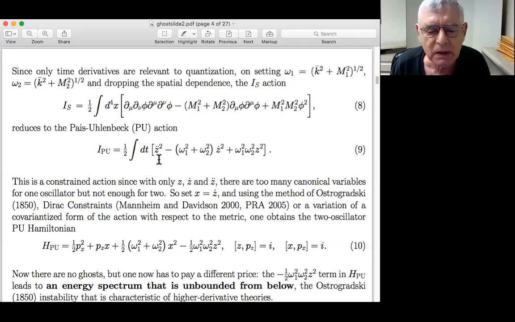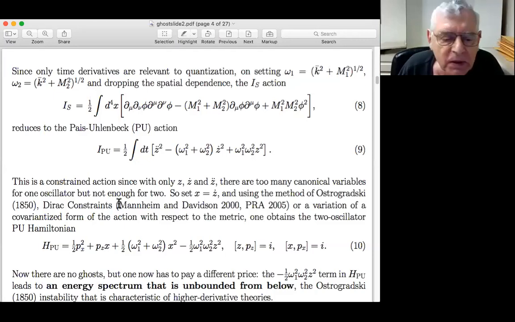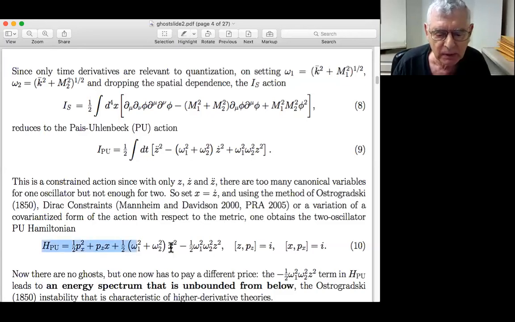Now, I and Aaron Davidson looked at this theory some time ago, and we realized the following. We have a z dot and a z double dot. That's too many canonical variables for one oscillator, but not enough for two. So it's a constrained system. So we introduced an x equals z dot, and either using the method of Ostrogradsky, the method of Dirac constraints, which is what we used, or simply covariantizing the action and varying with respect to the metric, one obtains this particular Hamiltonian. With canonical commutators, [z,p_z] is i, [x,p_x] is i. So this is the Hamiltonian of the theory.